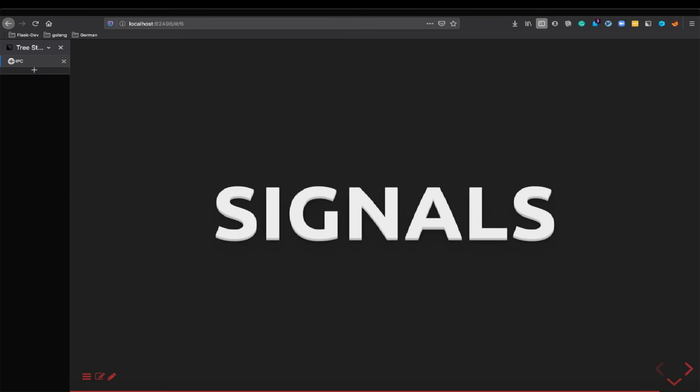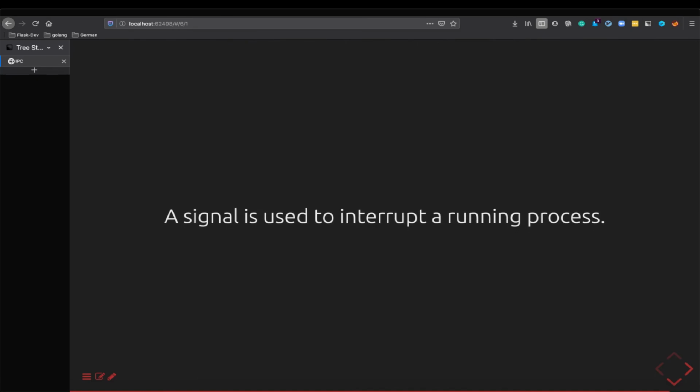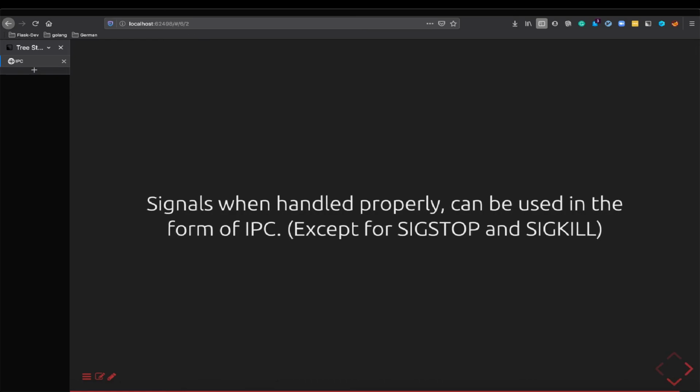Now comes the last type of interprocess communication that you can have. This is using signals. You must have heard about interrupts, right? You must have heard about hardware interrupts and software interrupts. Let's say I press a key on the keyboard, it triggers a hardware interrupt. Similarly, if a process wants to talk to another process, or let's say I have a bash terminal running and I press Control C when a process is being executed, it is going to send an interrupt signal to the process. So signals can be handled, and that's how we are going to make use of it as an IPC.